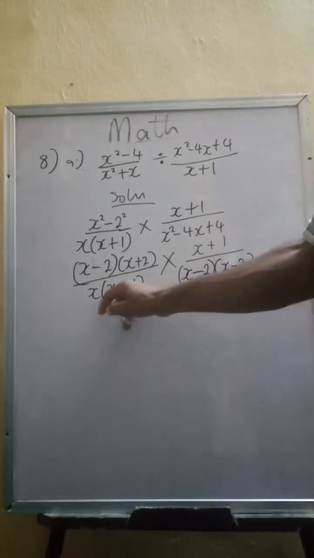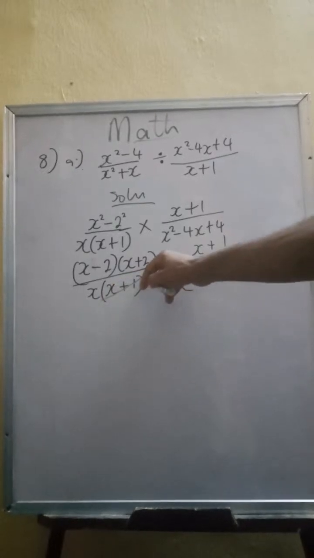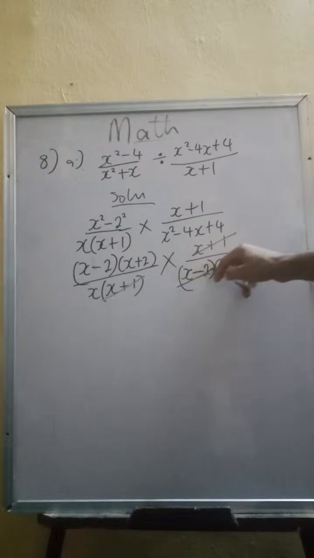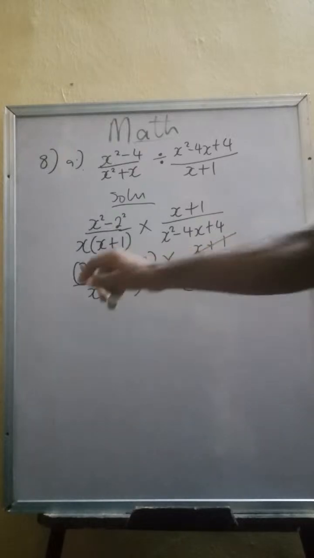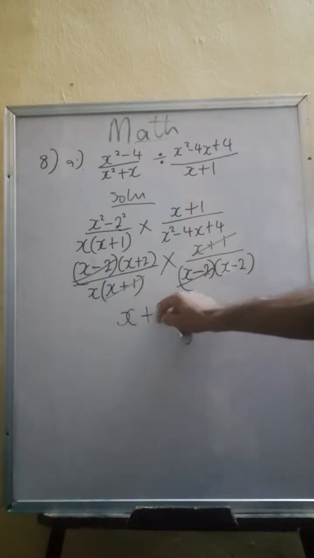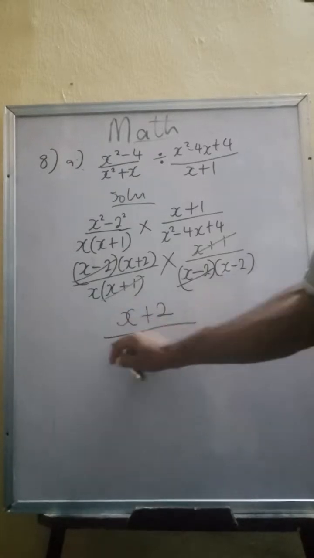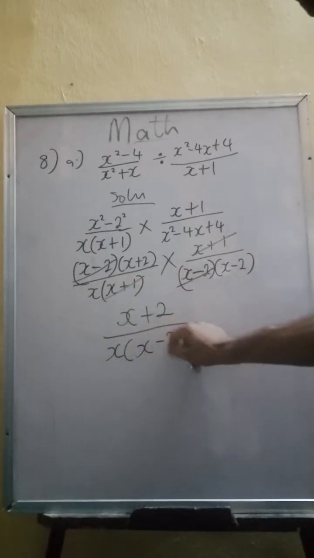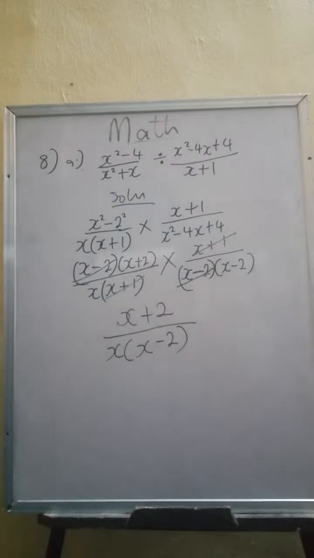So observing what we have here, x plus 1 cancels out with this, and x minus 2 goes with this. That leaves you with x plus 2 over x times x minus 2. And there you go. That's your answer.